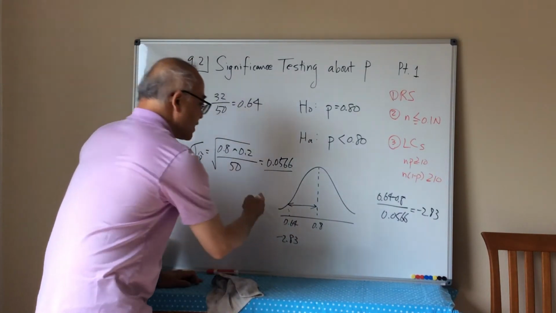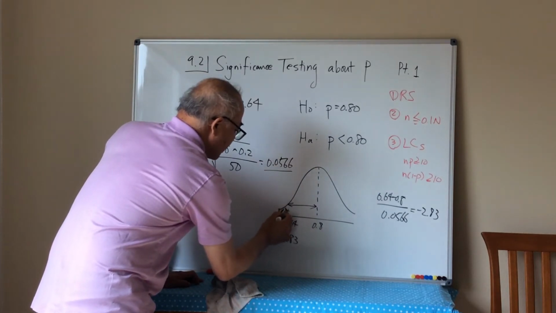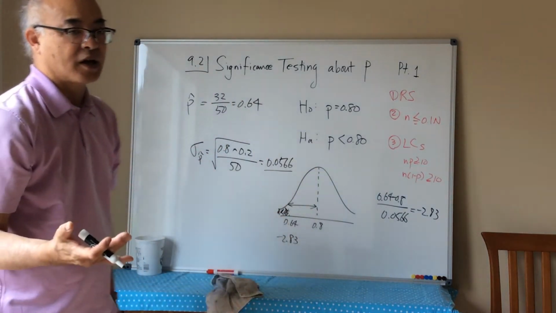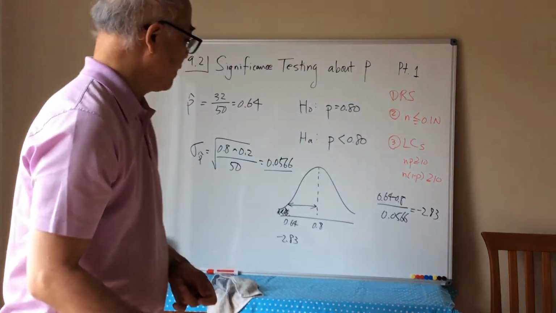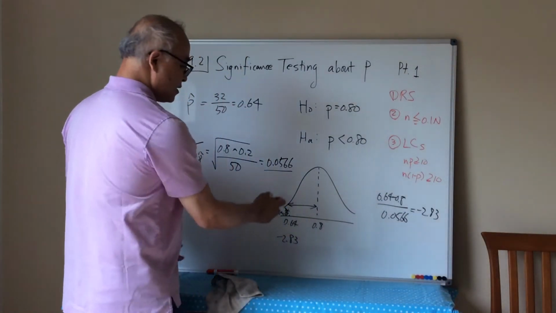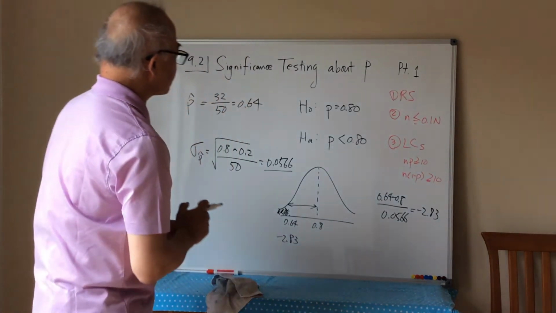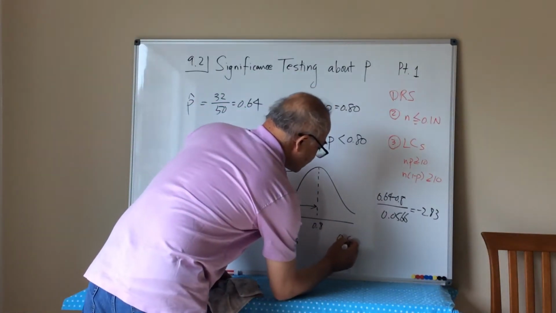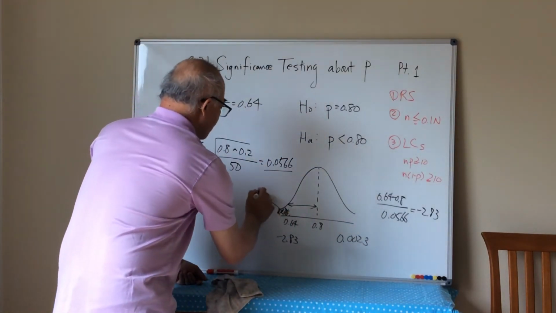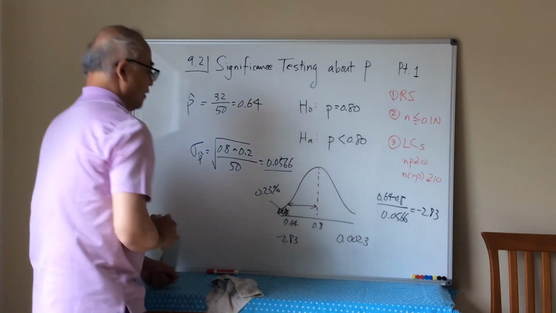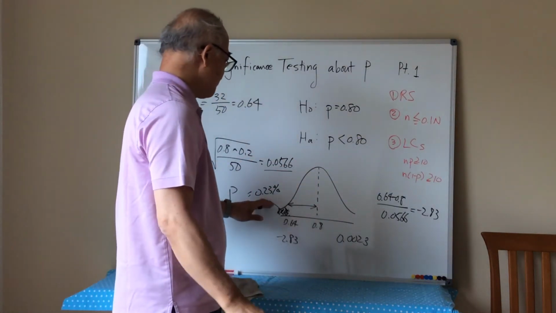Since this is now a normal distribution, we can find out what percentage this is, and all that takes is looking up your table A. If you look up table A, it gives you 0.0023. In other words, this is 0.23%. So that is your actual p-value. You've actually calculated the p-value.